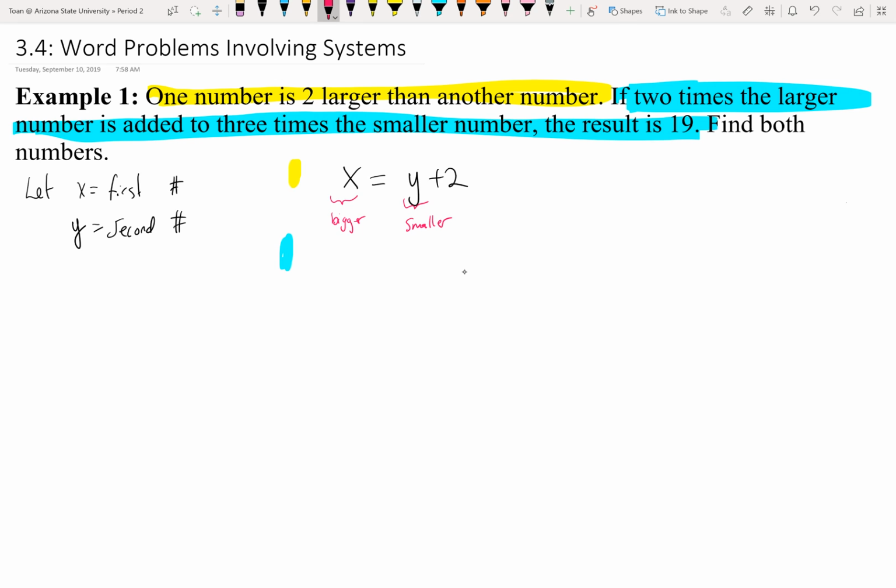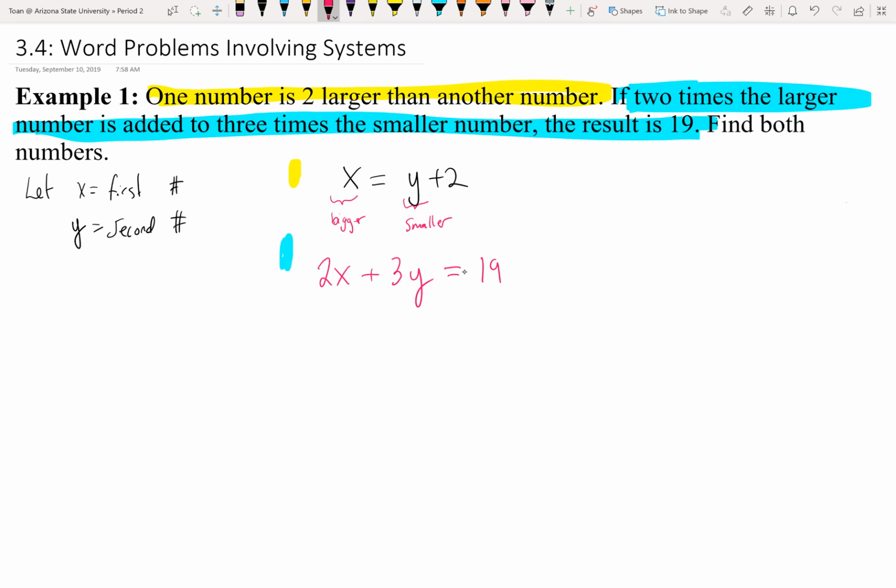So then all we have to do is translate the blue sentence, knowing that x is bigger by how we set it up, into an equation. So if 2 times the larger number, and we've already said x was larger, so 2 times the larger number is added to 3 times the smaller number, the result is 19. Hey, there we go. There's our 2 equations, and then you just solve it like a regular system. Okie dokie? All right.